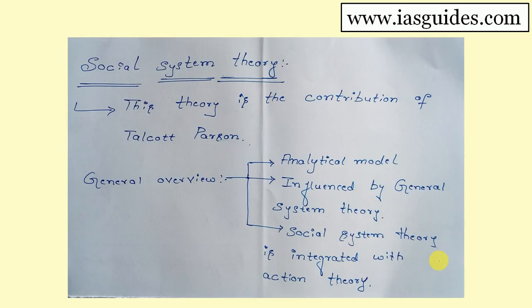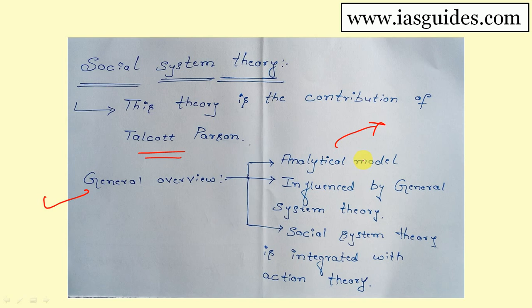First, let us take up the overview about social system theory. As said earlier, it was given by the American sociologist Talcott Parsons. Before understanding social system theory, we should have an overview of it. The first point: the social system theory is a kind of model, which is called an analytical model. It is a mental construct, and the point to be kept in mind is that it does not propose empirical reality. That is the reason they call it an analytical model.